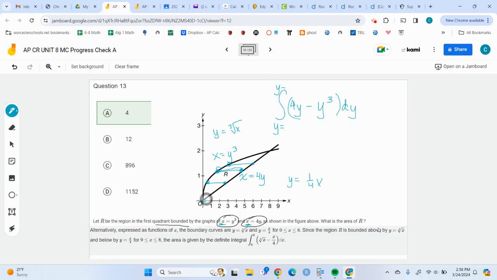So this starts at y equals 0. This appears to go to 2. Can I confirm that, though? That would be 4y equals y cubed. 4 equals y squared. Square root, 2 equals y. Yep, that's right. Okay, so I'm going to now do an antiderivative here.